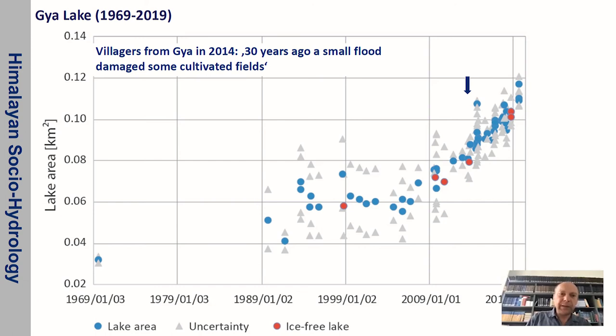And from our interviews with the villagers, we heard that around 30 years ago, they were not able to produce more precise data, they also experienced a small flood which damaged some cultivated fields, and that was not correlated with any kind of torrential rainfall event. But in 2014, we had a very long period of high radiation and very good weather, 2 or 3 weeks in a row, so we cannot discuss anything about a rainfall event. It was definitely a GLOF.